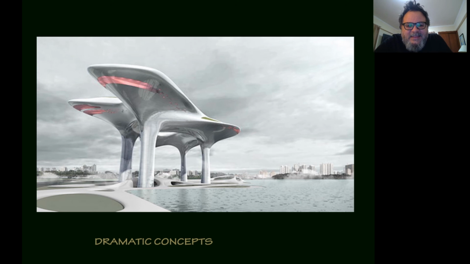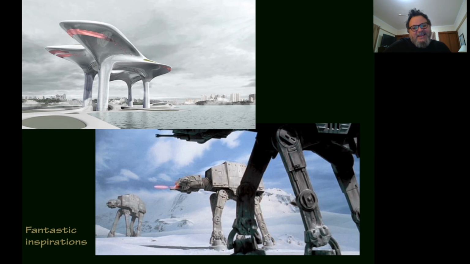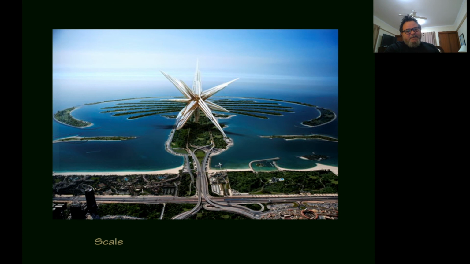A lot of the stuff that they were doing is even more dramatic. Like, we talked before, people weren't afraid to take from fantasy. And they played with scale. This is something they kept proposing.